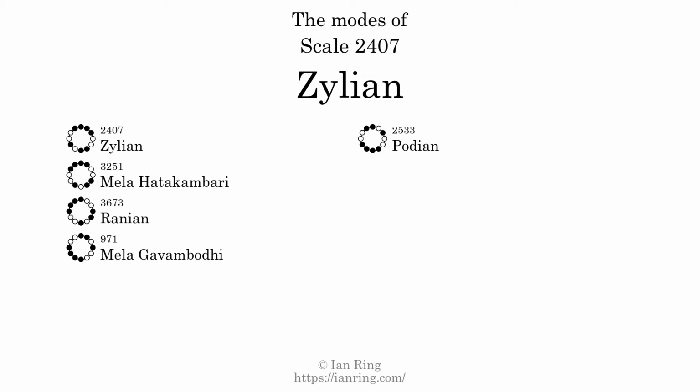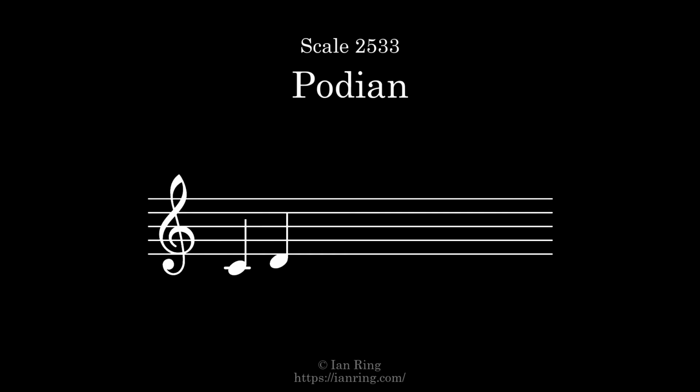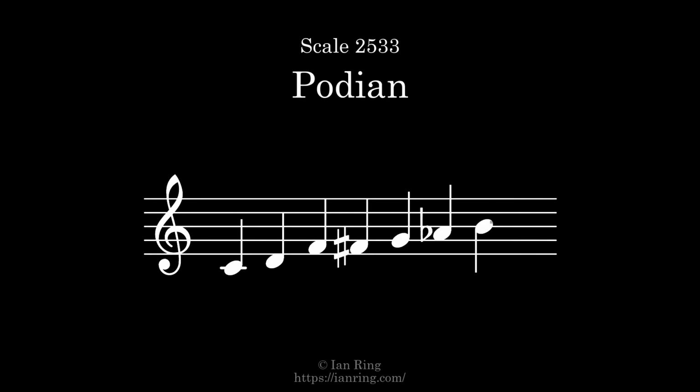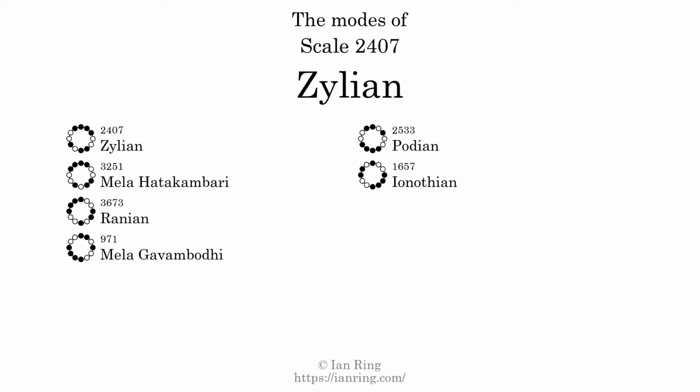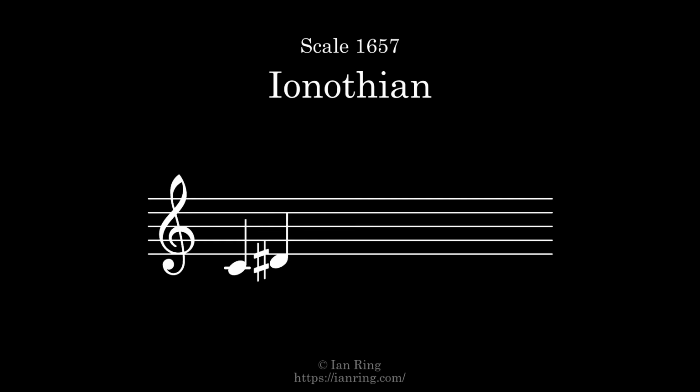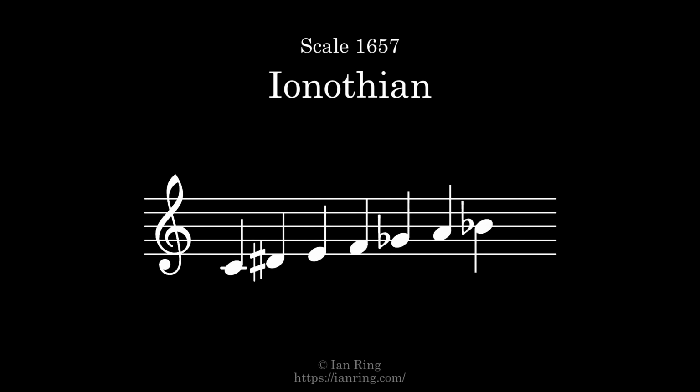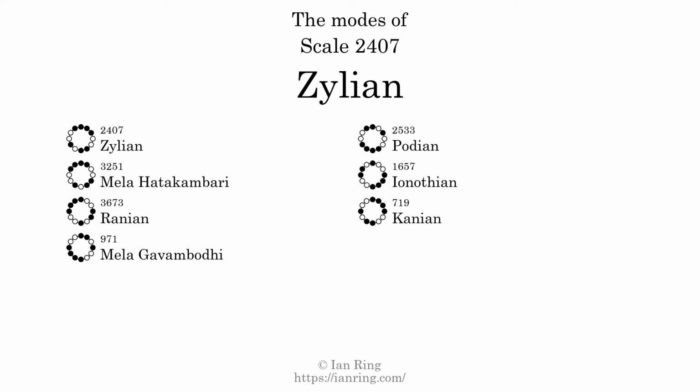The fifth mode is scale 2533, also known as Podian. It sounds like this. The sixth mode is scale 1657, also known as Arnothian. It sounds like this. The seventh and last mode is scale 719, also known as Canaan. It sounds like this.